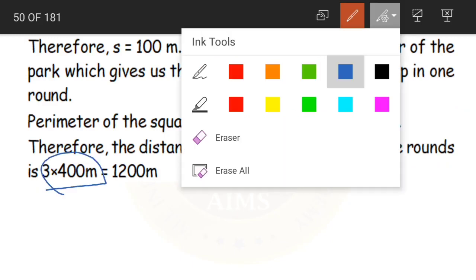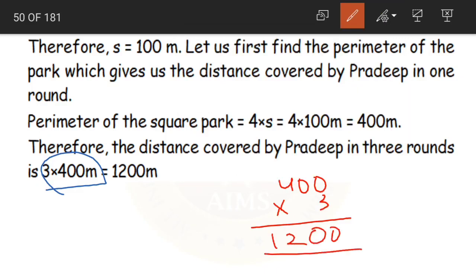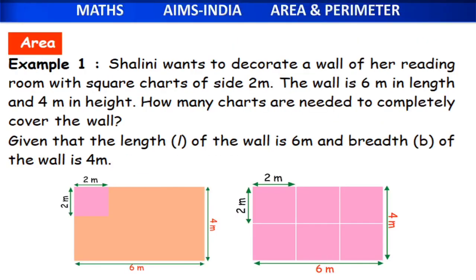3 into 400. Yes, 400 into 3. 3 zeros are 0, 3 zeros are 0, 3 fours are 12. 1200 meters is the distance covered by Pradeep in 3 rounds that he has made around the park. Is this clear, children? Now coming to the word problems based on area.